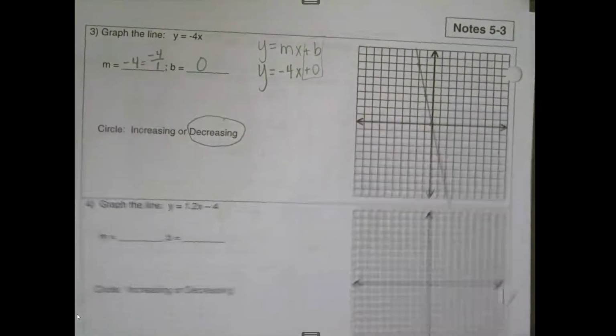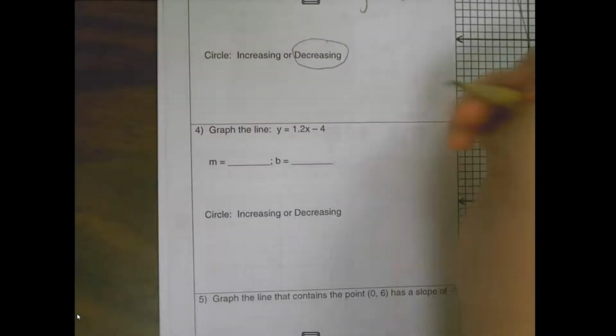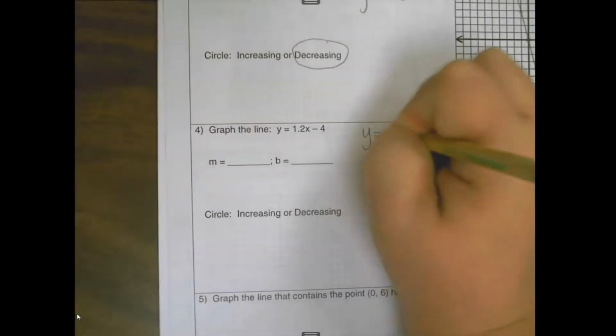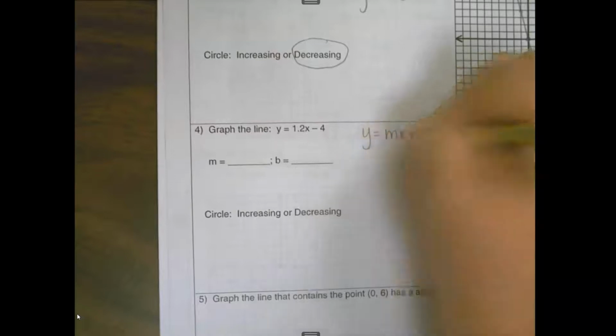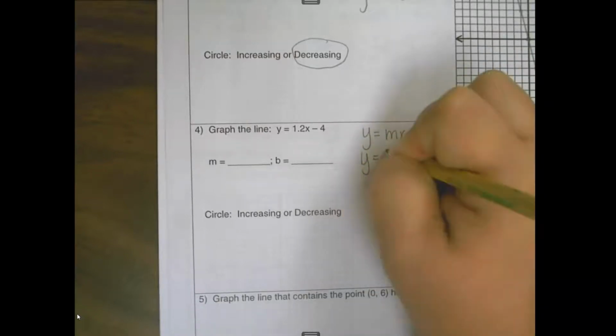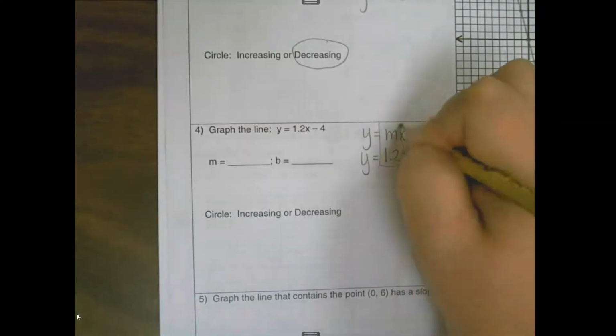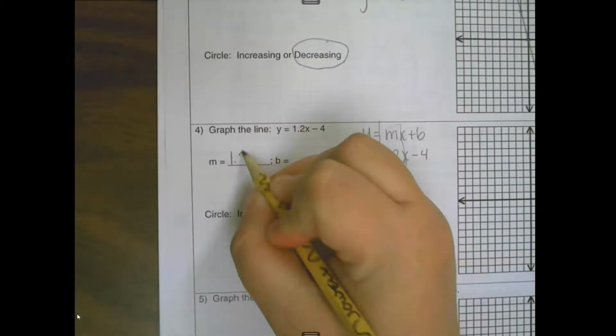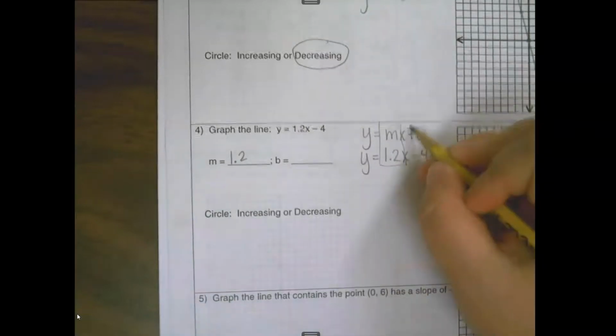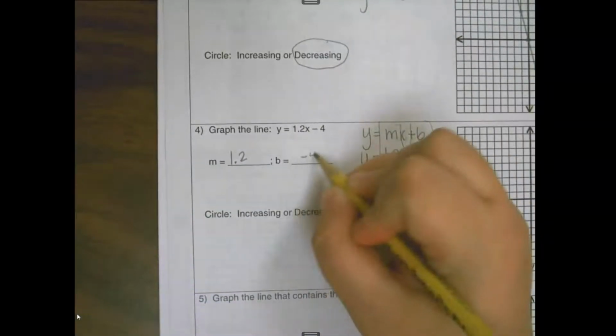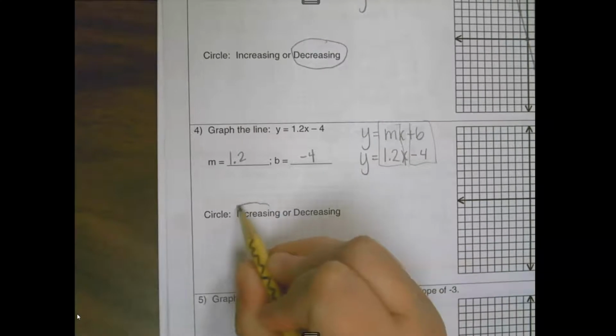Alright, let's look at the next one. Y equals mx plus b. We have y equals 1.2x minus 4. So my m is 1.2, and my b is -4. Now I know that it's going to be increasing because that is a positive slope.